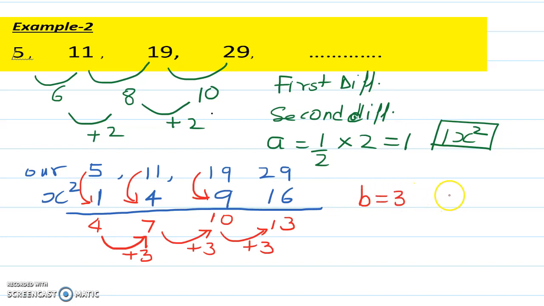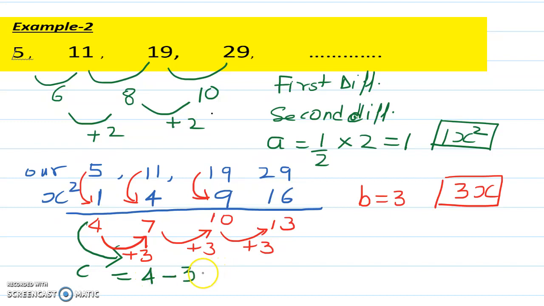Now, no need to say B is the coefficient of x. So we are getting here 3x. Now C is left. So what do we need to do for C? If you can quickly recall, C is given by, this is 4. From this term, you take away this. So C is given by 4 take away 3, plus 3. So 4 take away 3 is 1. So we got C is 1.